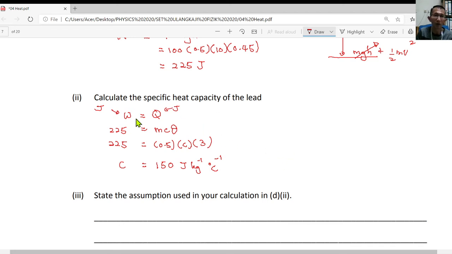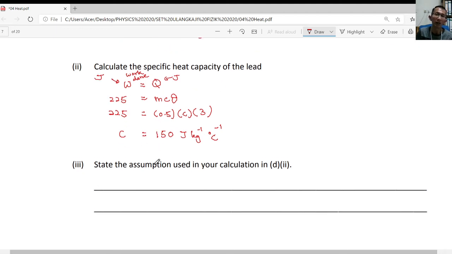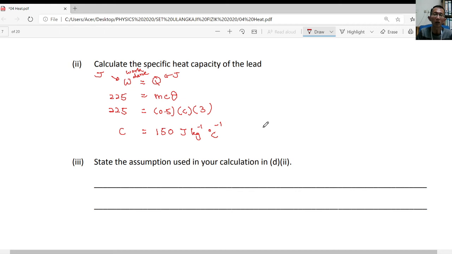Alright, so remember that this is work done. Now 3. State the assumption used in your calculation. Remember what I mentioned? Anything dealing with energy, if you are asked what is your assumption, the answer must be no heat loss to the surrounding. This is the magic answer.